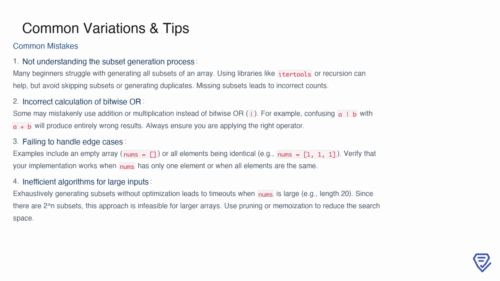For example, confusing a b with a plus b will lead to completely incorrect results. Additionally, edge cases can trip up implementations. Scenarios like an empty array, all elements being identical, or a single element input are worth testing thoroughly. Lastly, inefficiency is a major pitfall for larger inputs. Since the number of subsets grows exponentially with the size of the array, exhaustively generating subsets without optimization can lead to timeouts. Techniques like pruning or memoization are essential to handle large inputs efficiently.